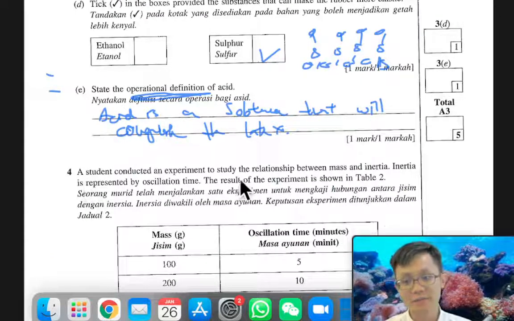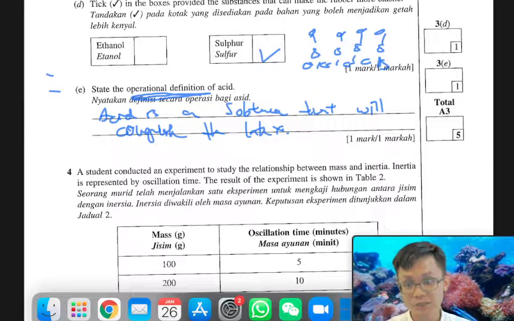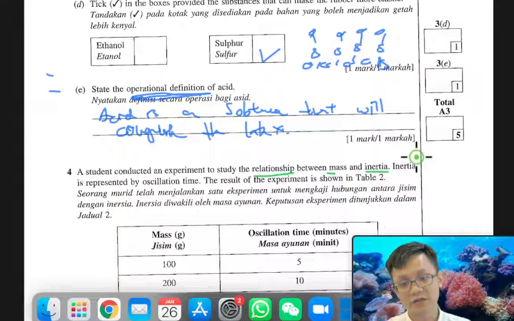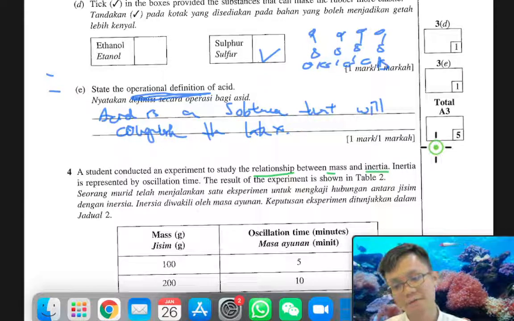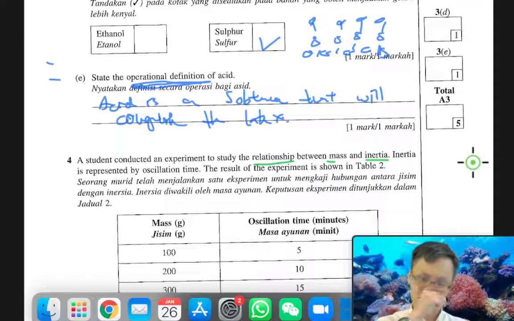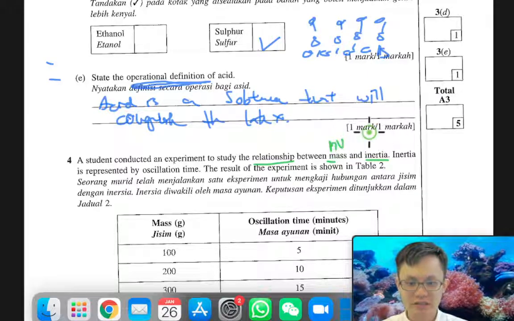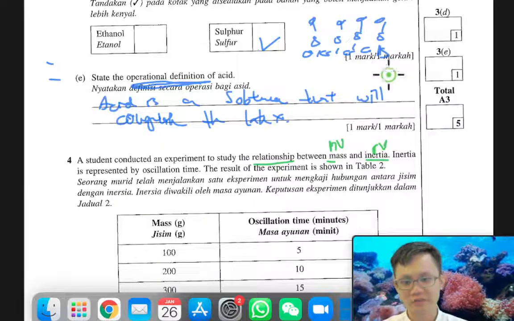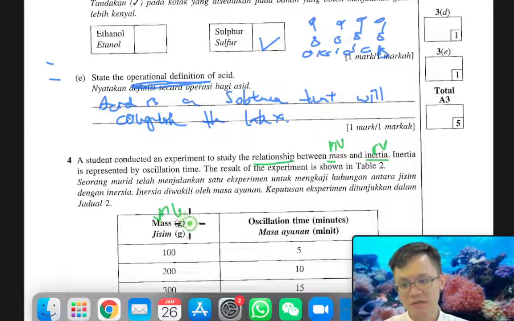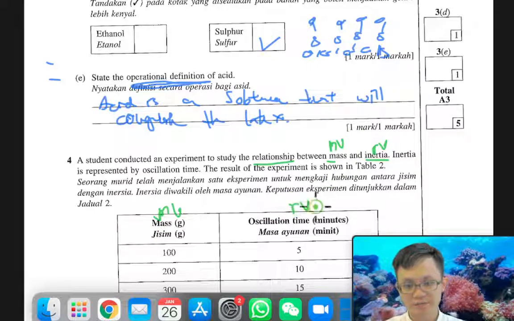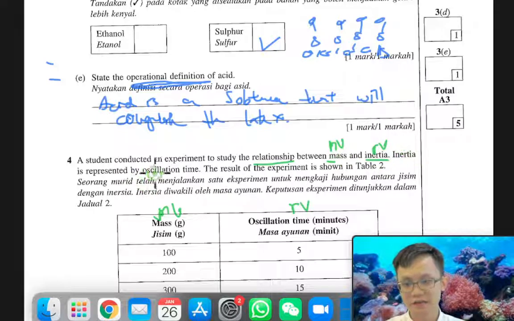A student conducted an experiment to study the relationship, and let me highlight the word relationship, between mass and inertia. So which one is the manipulated variable, which one is the responding variable? Manipulated is mass, and responding is oscillation time. Inertia is represented by the oscillation time.